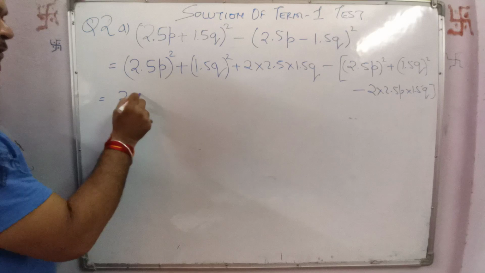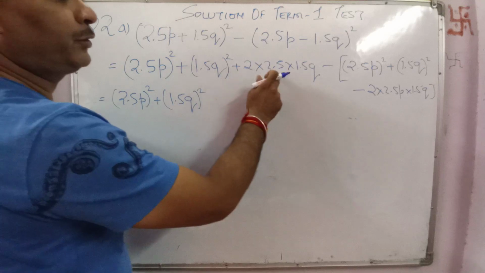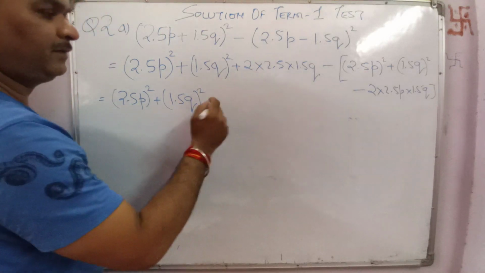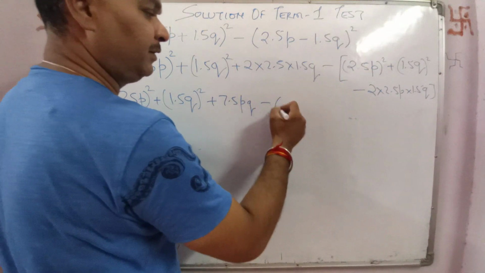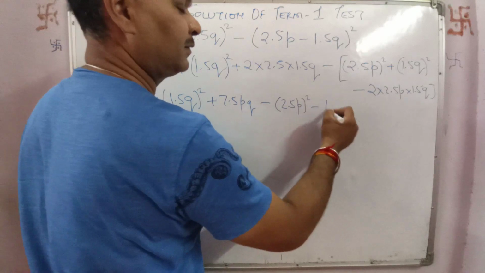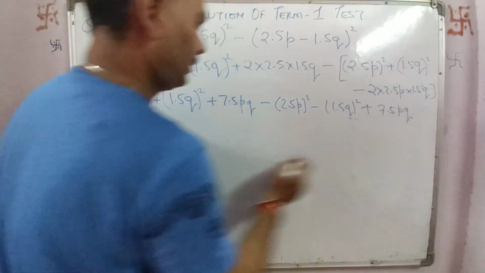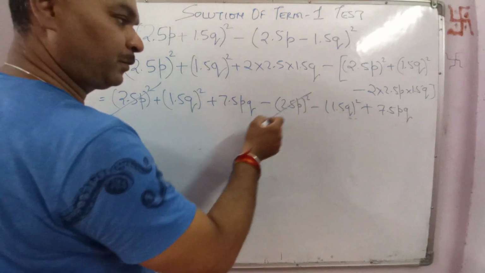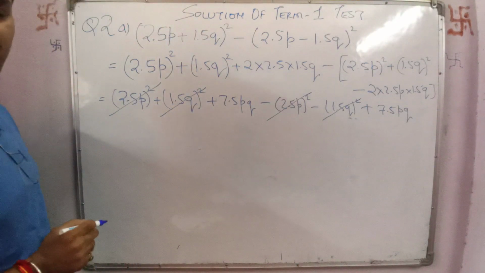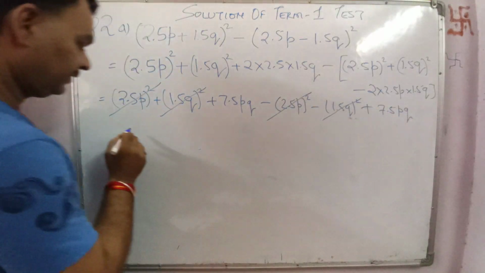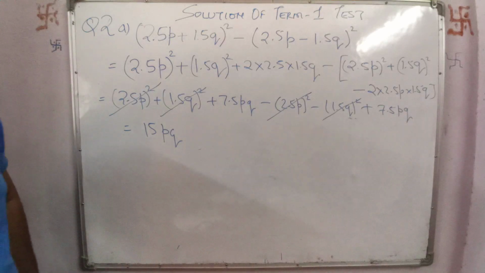I'm not going to calculate it because I know that these terms will cancel out. 1.5q square, 2 into 2.5, that is 5. 5 into 1.5, that is 7.5pq. When we open the bracket, the sign will change, minus 2.5p square minus 1.5q square plus 7.5pq. So plus 2.5p square minus 2.5p square cancels out. Plus 1.5q square minus 1.5q square will cancel out. 7.5, 7.5, that is 15pq. Now it is of 3 marks.